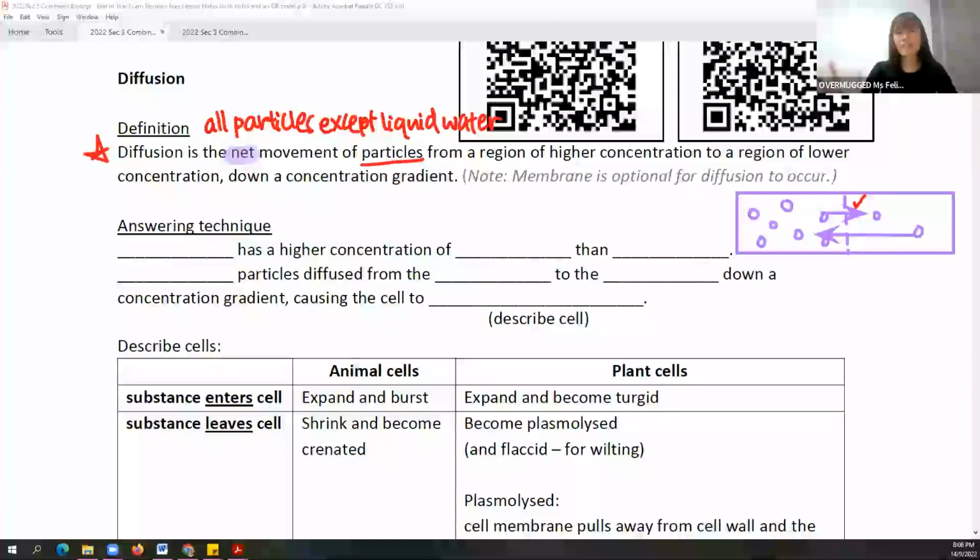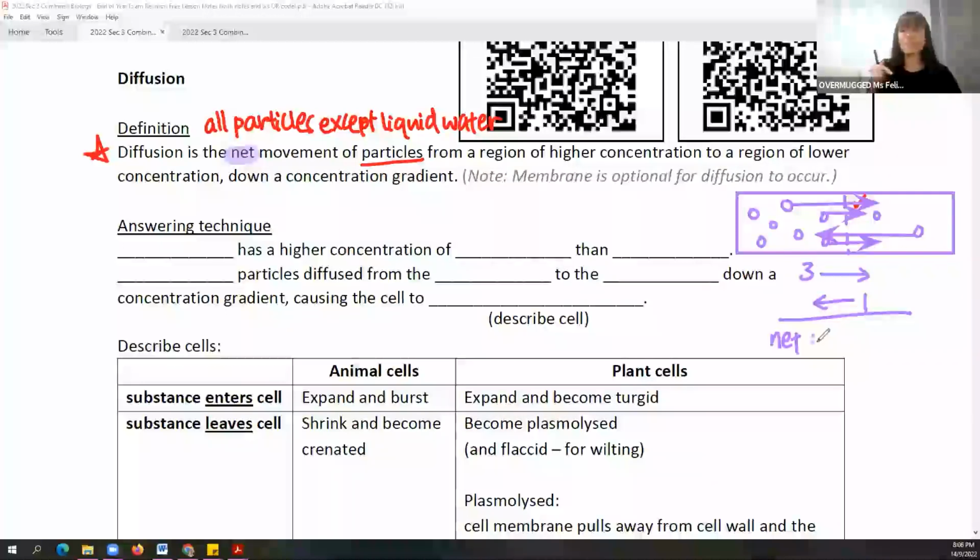Okay, so the correct answer is yes. It's surprisingly yes. Why? Because of this keyword net. Net means overall. That means as long as I have more molecules moving down the concentration gradient, so in this case, if I have more particles moving down the concentration gradient, but only one particle moving in the opposite direction, you realize that when I look at the word net, net means overall.